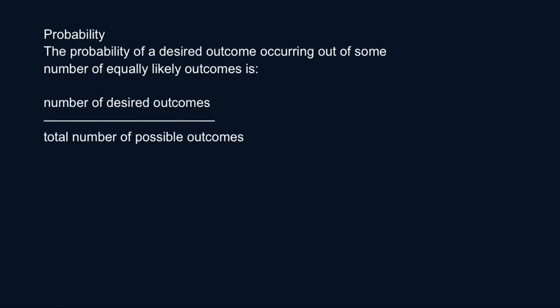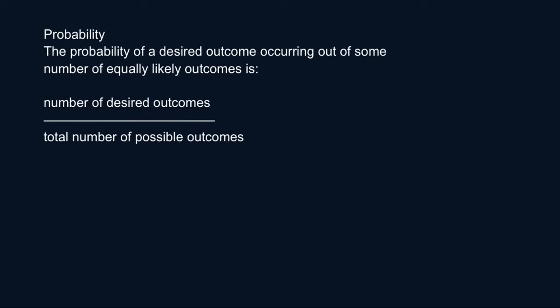Definition of probability. Essentially, generally speaking, the probability of a desired outcome occurring out of some number of equally likely outcomes is equal to the number of desired outcomes over the total number of possible outcomes. An outcome is the result of an operation; that's what you call an outcome.